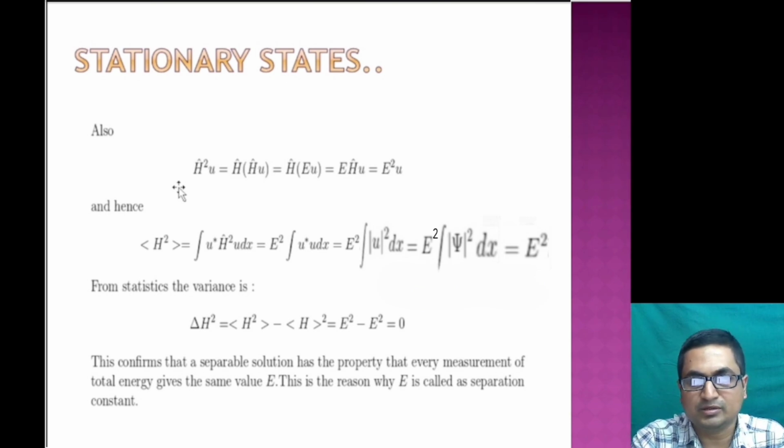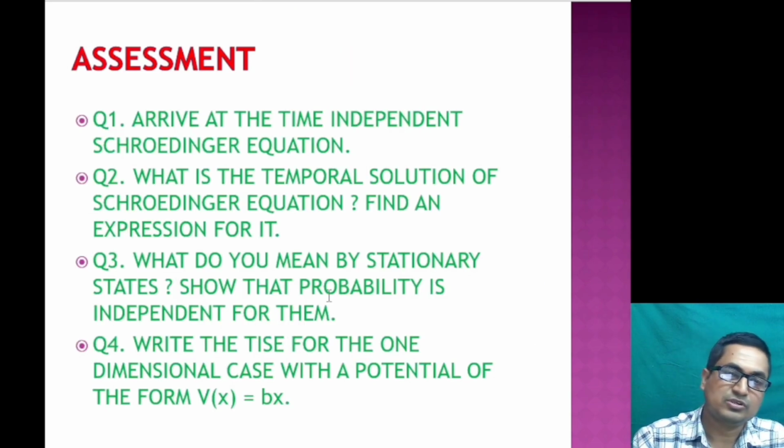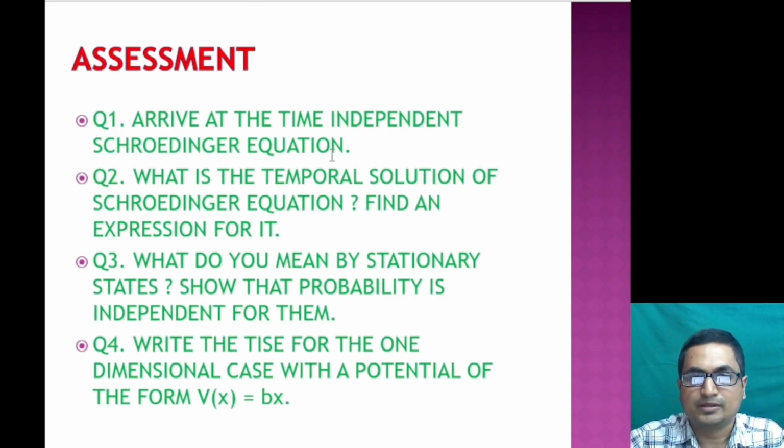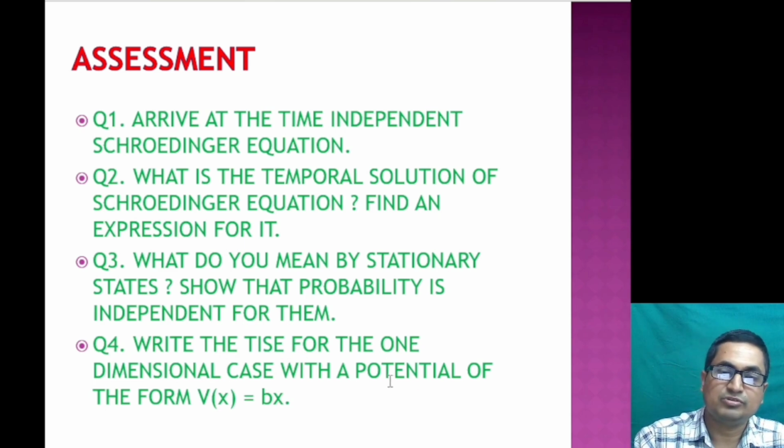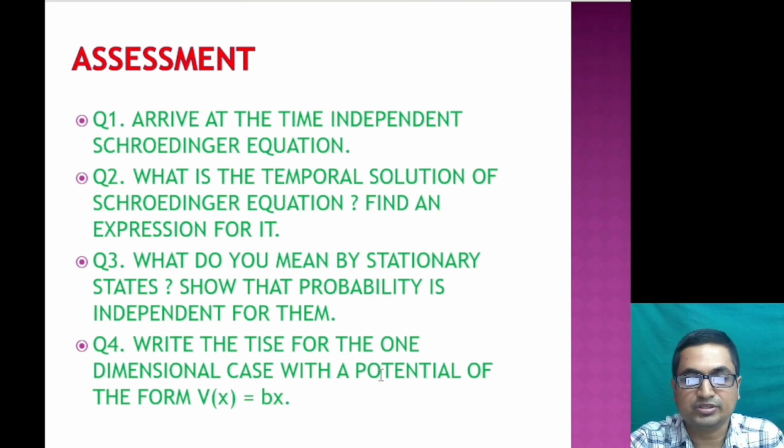But for the time being, with simple definitions and simple concepts, we can arrive at the essence. So these are the assessments here. Assessment: arrive at the time-independent case of the Schrödinger equation. Then, what is the temporal solution? That is asking about F(r), F(t), and also the expression for it. And what is a stationary state? Very important. And the probability is independent of time, which we have already shown. And also, what is the time-independent Schrödinger equation if we take the potential to be of the form V(x).